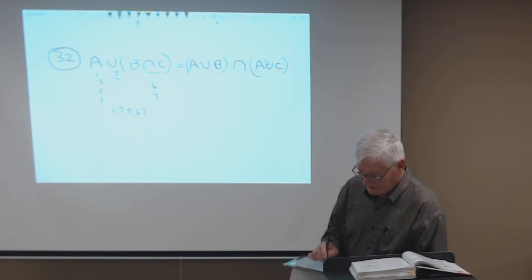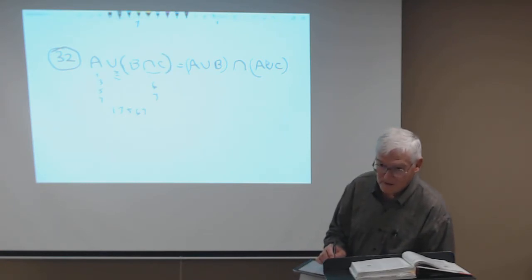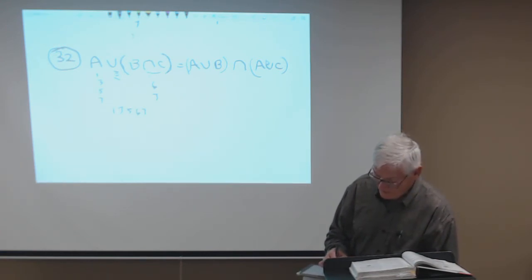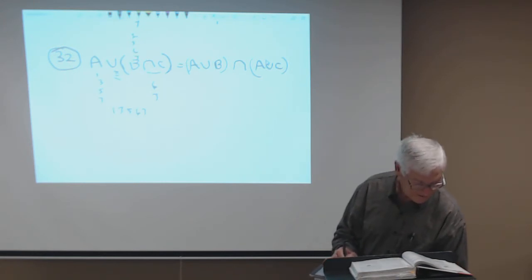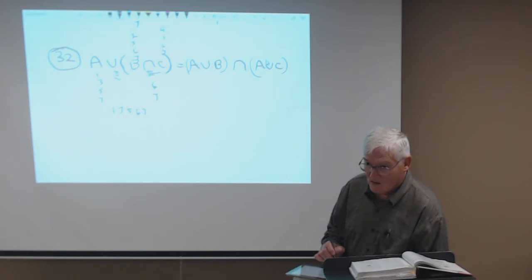Now, see that parentheses around B intersect C? What's in B? Okay, tell me what's in B. 2, 3, 6, 7. So I'm going to put it up here. 2, 3, 6, 7. What's in C? 4, 5, 6, 7. Where do they intersect? 6, 7. Now, you see what I'm doing?